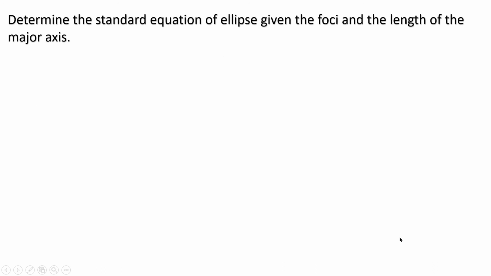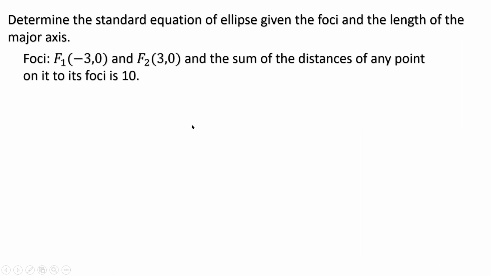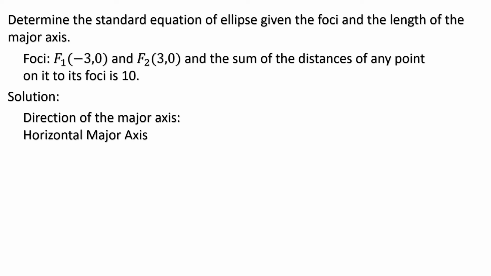So let's try to find the standard equation of an ellipse given the foci and the length of the major axis. The foci are (-3, 0) and (3, 0), and the sum of the distances of any point on it to its foci is 10. So our solution: let's first identify the direction of the major axis. In this case, we have a horizontal major axis.